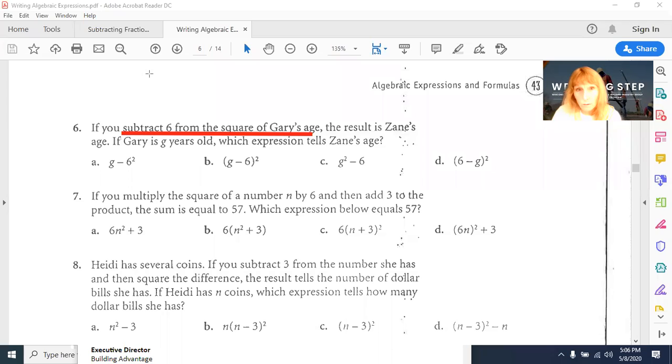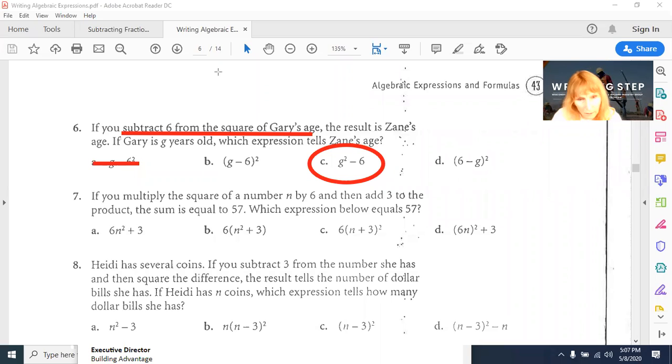Well, which one can we get rid of for sure? Anything that doesn't have a square for a G, right? So Gary's age, this one doesn't have a square for Gary. This one is kind of different. It does have a square, but it's like that, right? So how do we know? We're going to subtract 6 from the square of Gary's age. This is subtracting 6 from Gary's age and then squaring it. This one is squaring Gary's age and subtracting 6. So that one is the correct one. I can circle that right there. This one says 6 minus Gary's age and then square it. That's totally wrong, right?